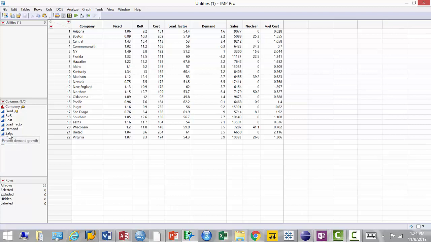What does it say? Percent demand growth. That's different, right. So in other words, year to year, I'm experiencing some growth in sales, and that's basically what it tells me. Okay. Then nuclear, percentage of electricity that they generate by nuclear plants, and fuel cost per 1 kilowatt per hour. So how much money they spend to generate 1 kilowatt per hour, right?